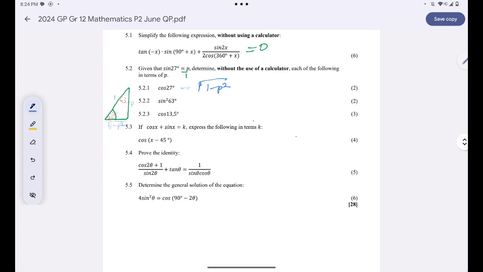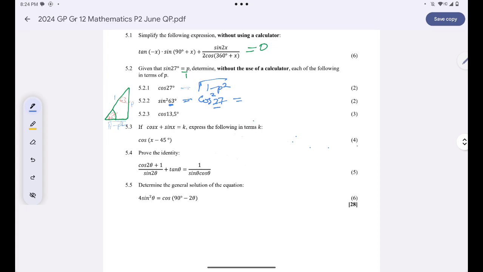And sine 63 is the same as cos 27 squared. Sine and cos are cofunctions of each other, and if the angles between them add up to 90, then they are equal. So whenever I see sine of an angle, I can just write cos of an angle, but the sum of the angles must be equal to 90.